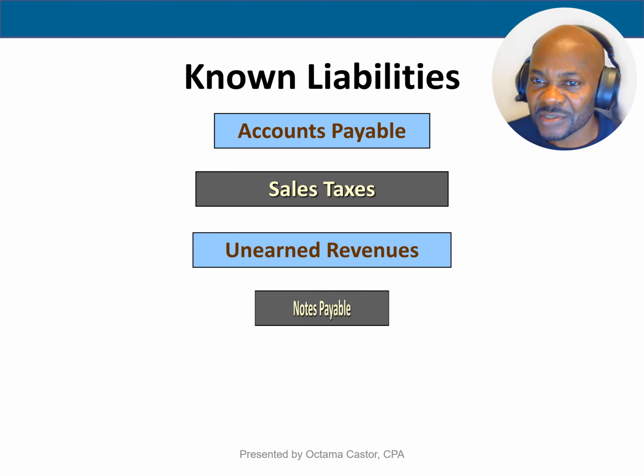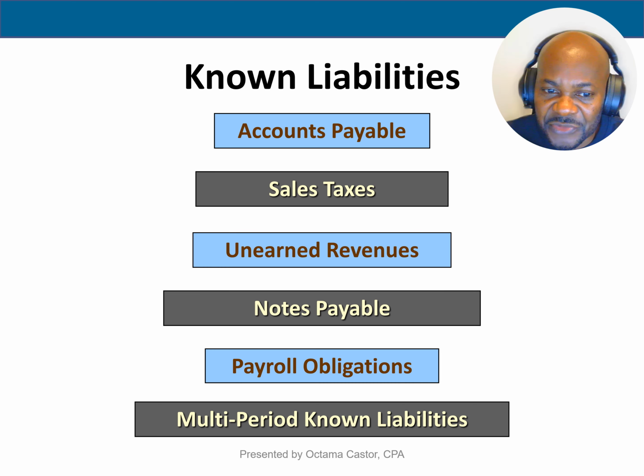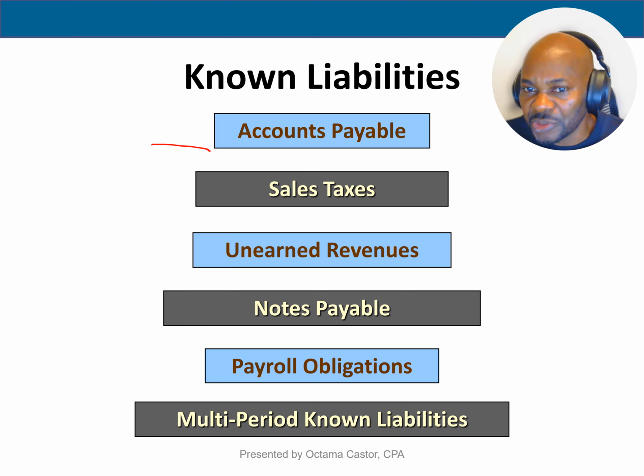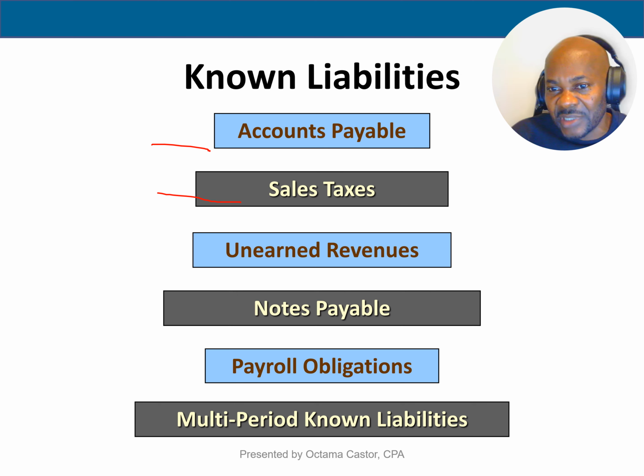Known liabilities. What are known liabilities? These are the liabilities that you know for sure that you have in your books you're going to have to deal with. Okay? Accounts payable. This is, for instance, the supplies that you purchased. Your vendor sent you an invoice, now you have an accounts payable. Sales tax. When you make a sale, you collect sales tax on that sale. That is a liability because you're going to have to file your sales tax return and pay the government the portion of the sales tax that you collected.